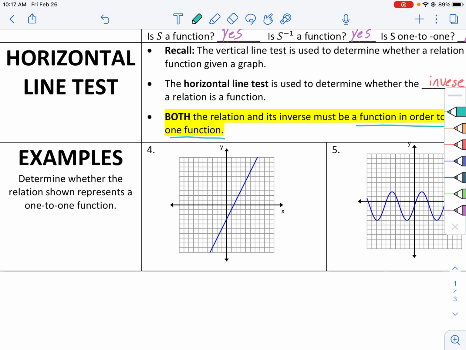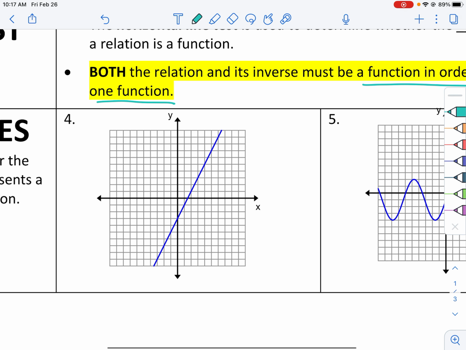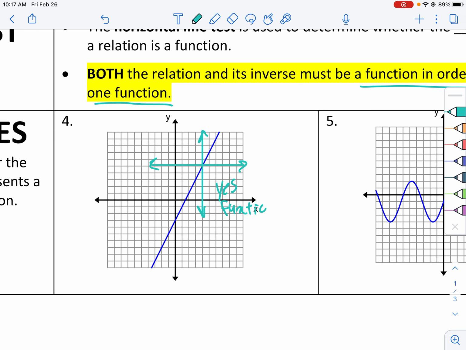So determine whether the relation shown represents a one-to-one function. All you do, vertical line test, so yes, function. Then we throw the horizontal line test, and it passes the horizontal line test, so yes, it's a function, and it's one-to-one. We can just write it quickly, right? We've written one-to-one before.